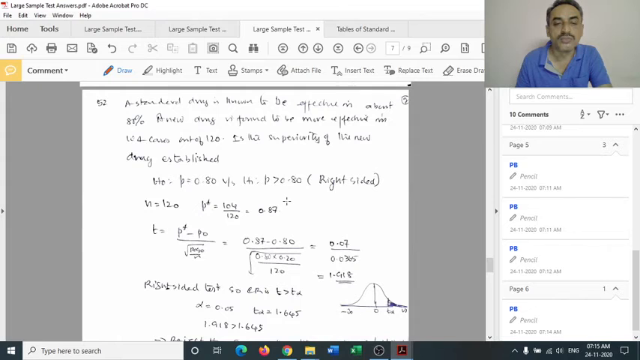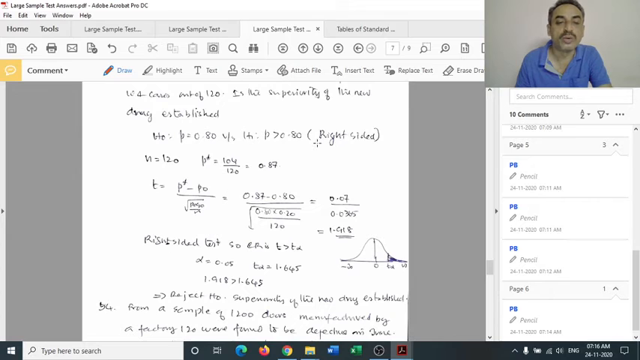Next is again a case of test for proportion against a specified value. This is a right-sided test. That is, the suspicion is whether the superiority of the new drug is established. Say p equal to 0.80, and in a sample of 120 cases, 104 were effective. So is there any reason to say that the new drug is superior to the old one? p equal to 0.80 was the established value, so the alternative is p greater than 0.80, a right-sided test.